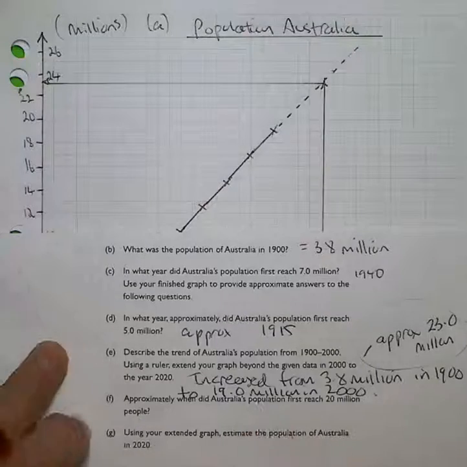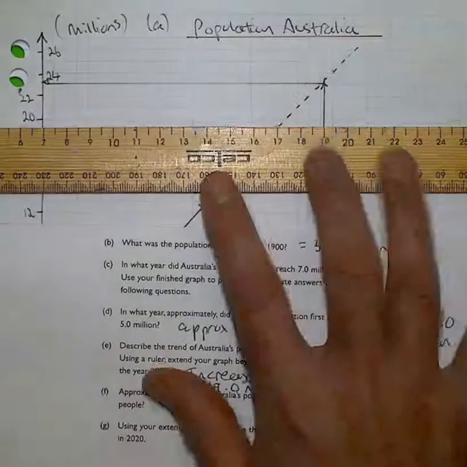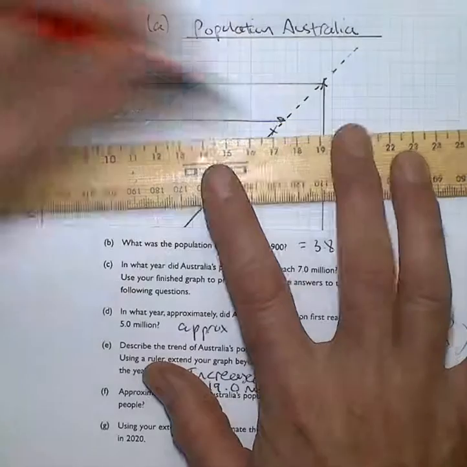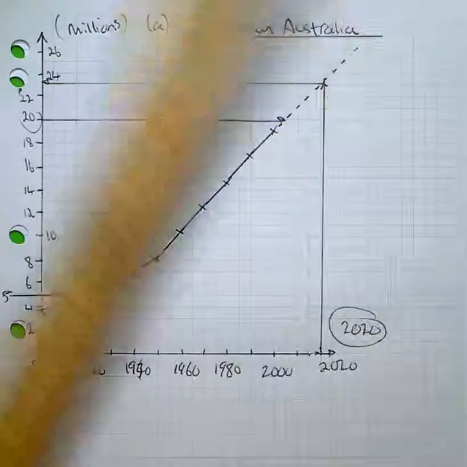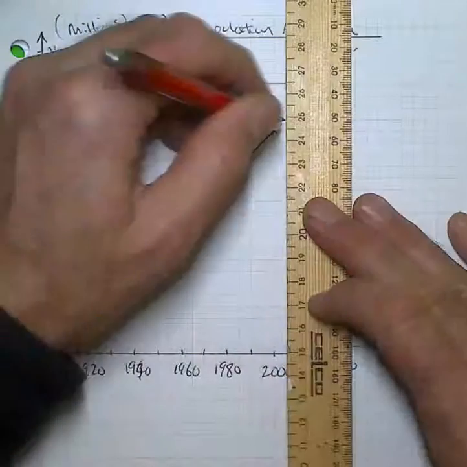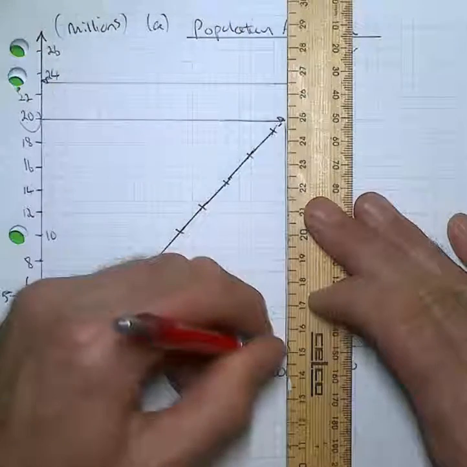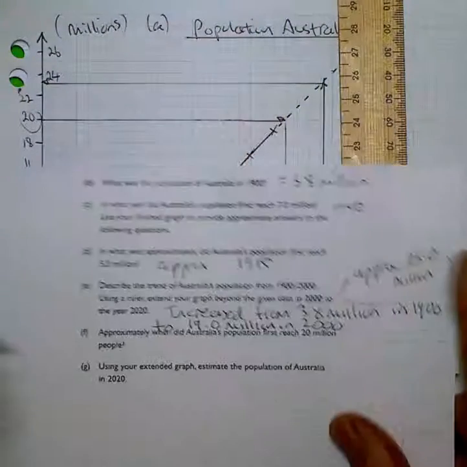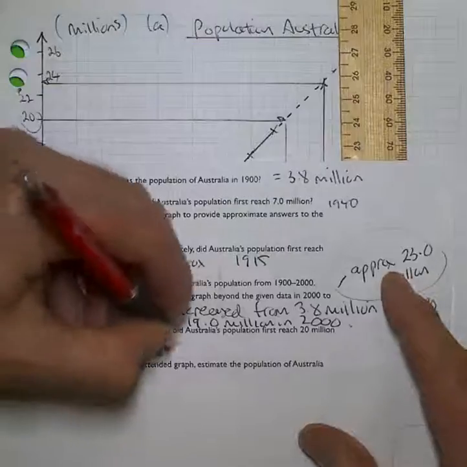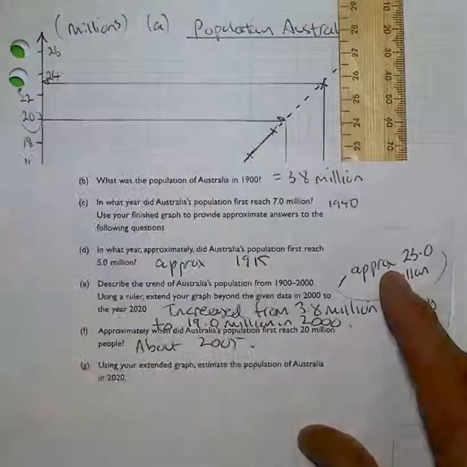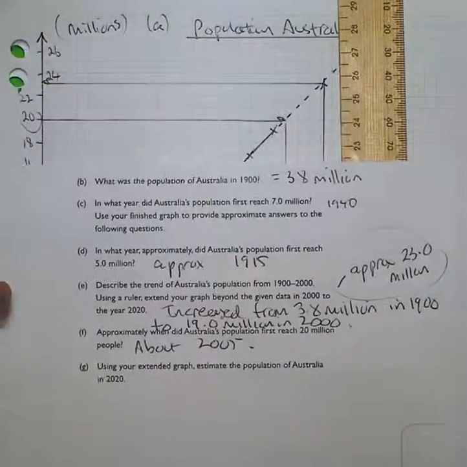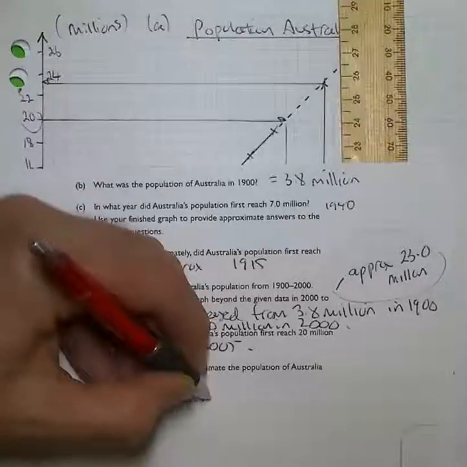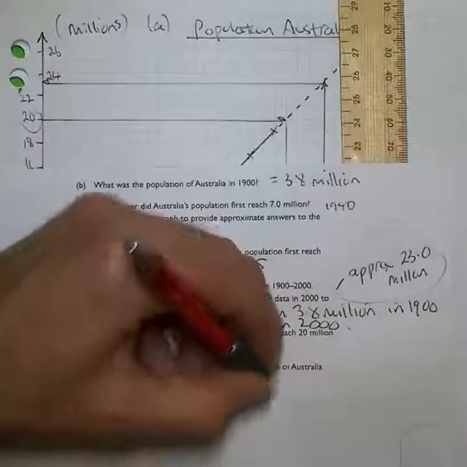Well, in a very similar way. It's already happened, of course. Ruling across from 20 and ruling down. It's about 2005. And the extended graph, as I've said already, about 23.0 million people.